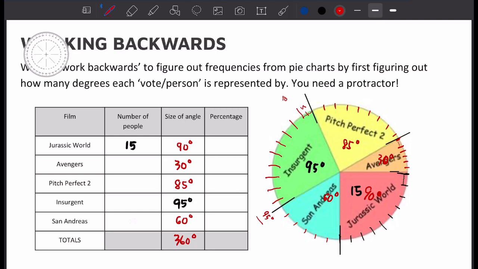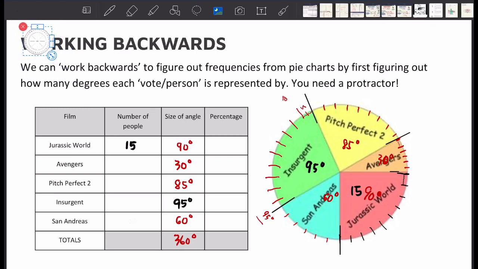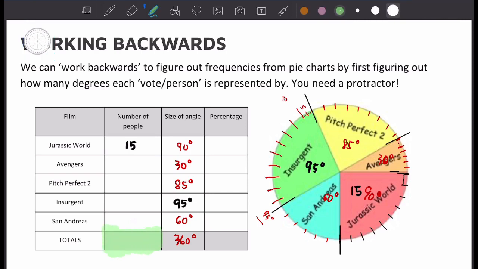Okay, next. How will we look for the percentage? I think Miss Nas forgot to give some more information. It's not written anywhere, the total amount of people. And we need that. We need the total amount of people, but it's nowhere here. It says we can work backwards to figure out the frequencies from the pie chart. But how? By using this too. We know the size of the angle.